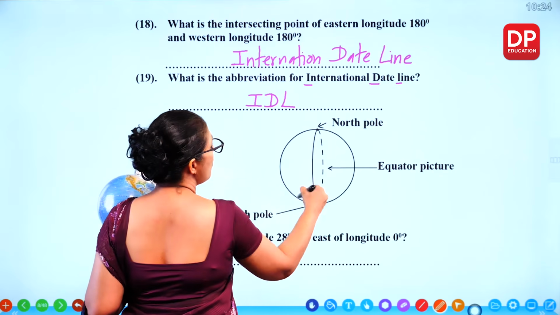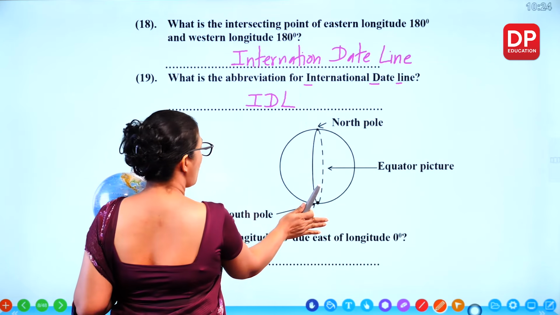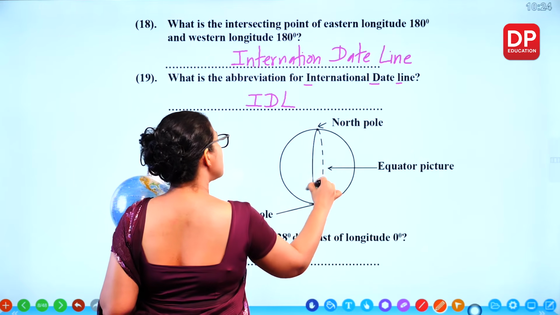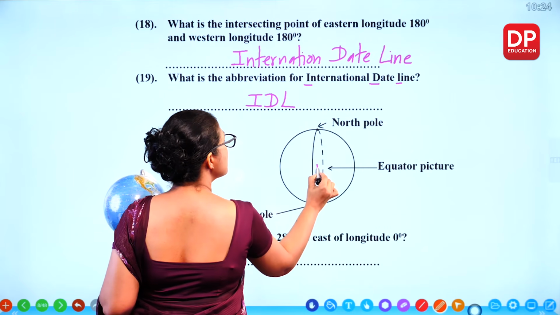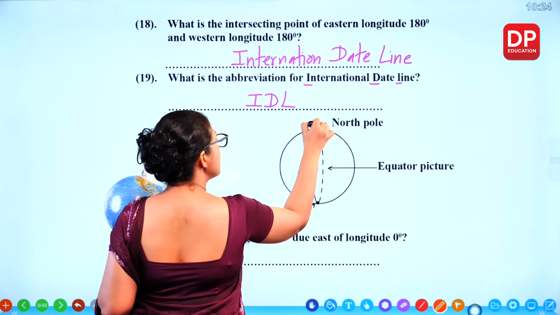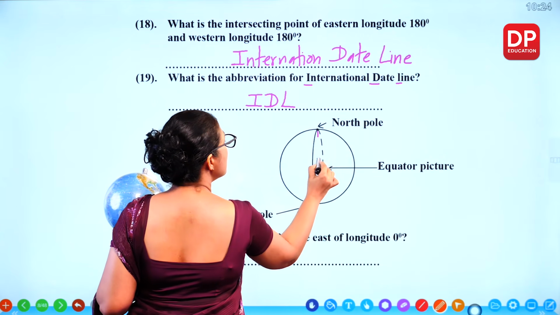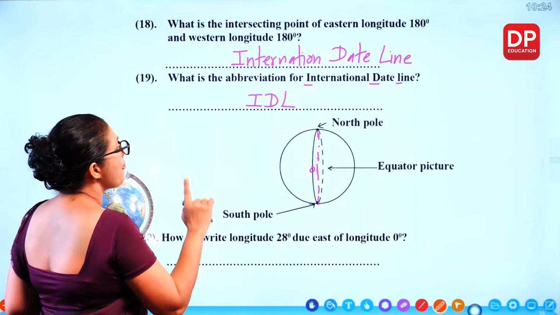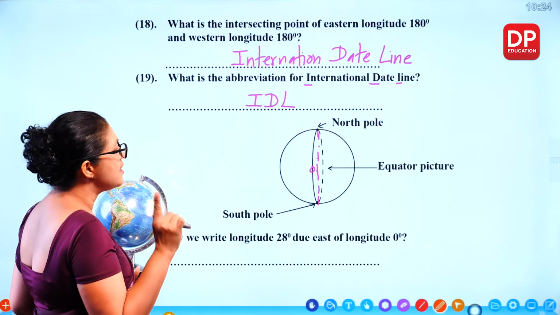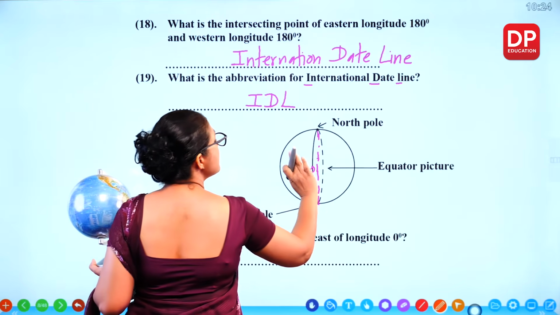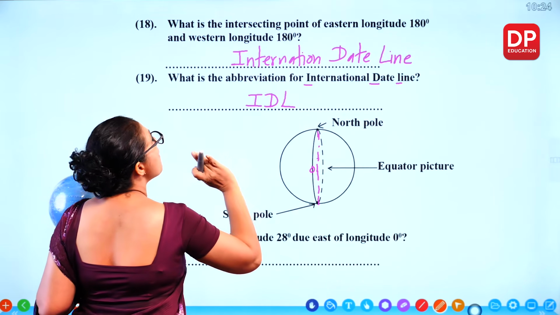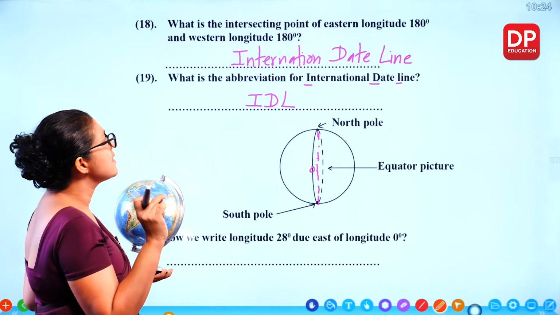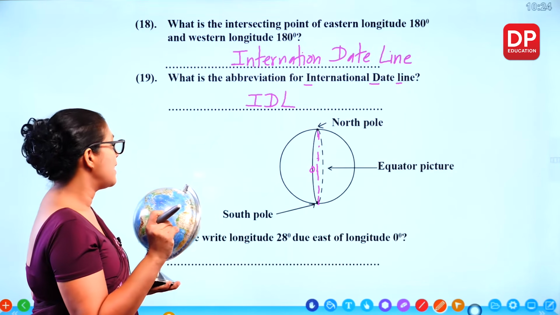So this is the globe, North Pole, South Pole, and the equator is the horizontal one. So what is this one? 0 degrees. This is passing through 0 degrees, and this is a longitude. 0 longitude is the Greenwich meridian line, and the intersecting line of plus 180 and minus 180, that's the International Date Line.